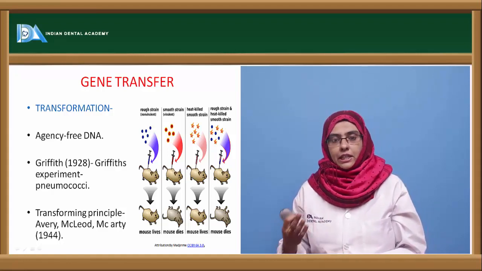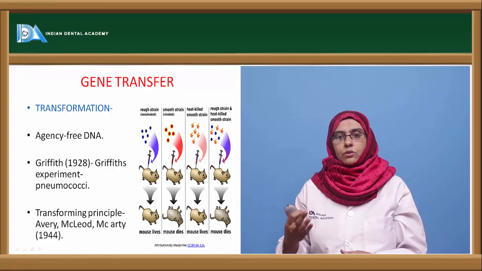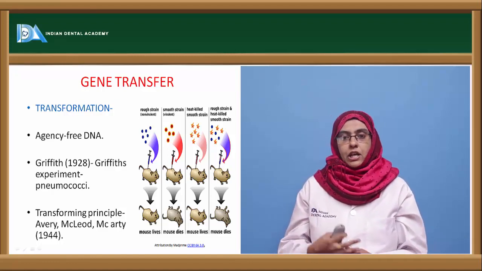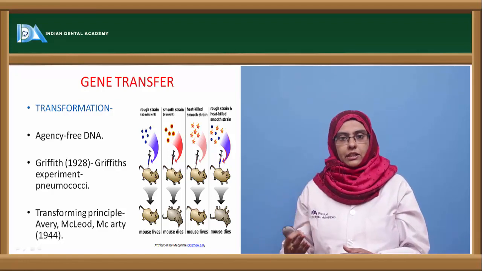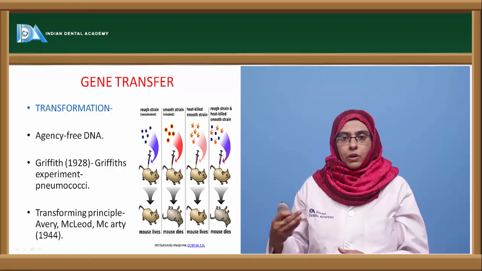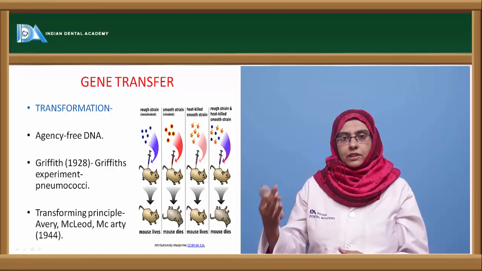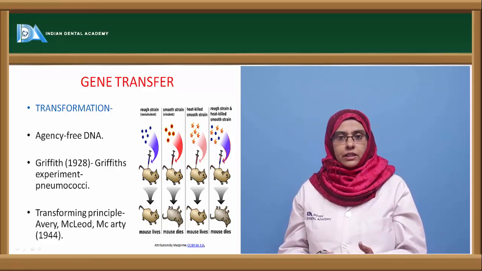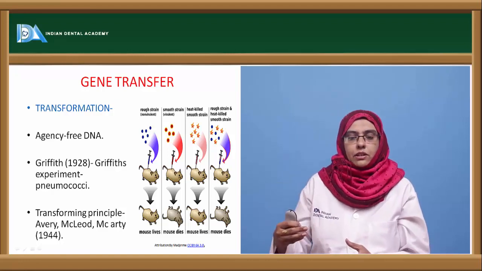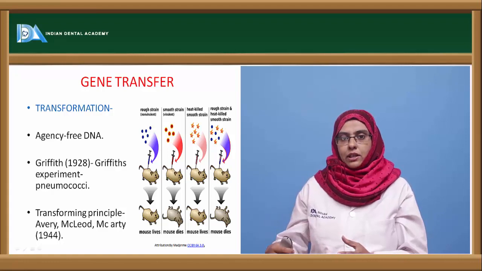When he injected the experimental mice with 2R strain, he could see that the disease was not produced in the mice. Later, when he injected the mice with the 3S strain, he could see that the mice died because of the pathogenic character of this 3S strain. Next, he heat killed the 3S strain and injected it into the mice, and he could see the mice did not die.